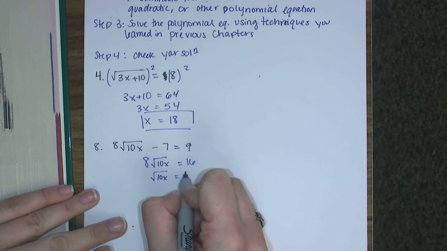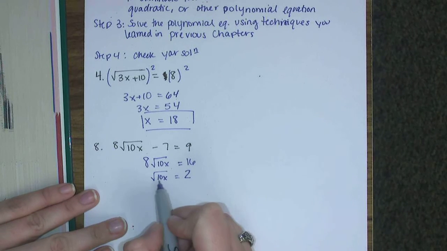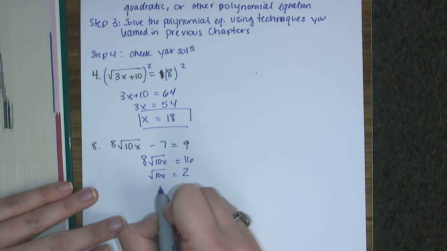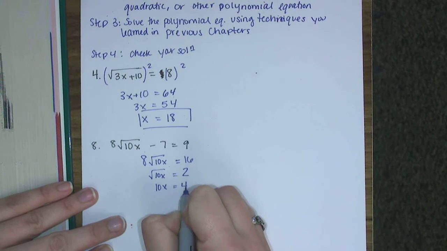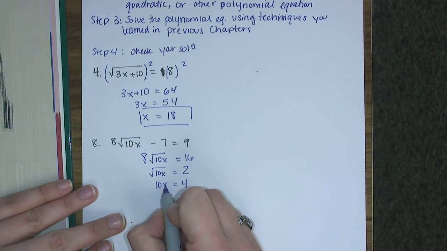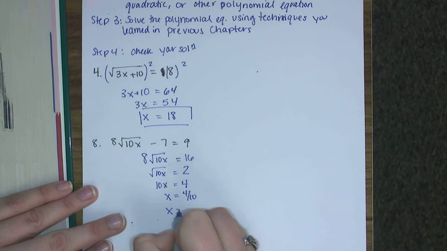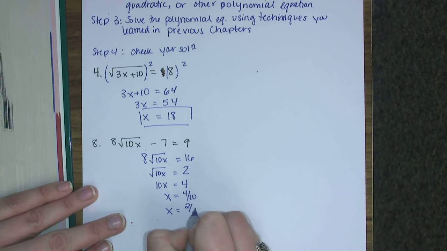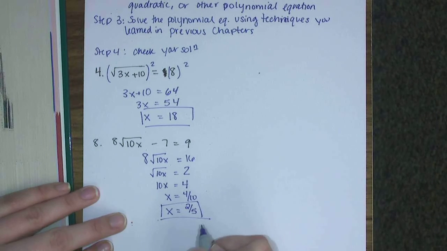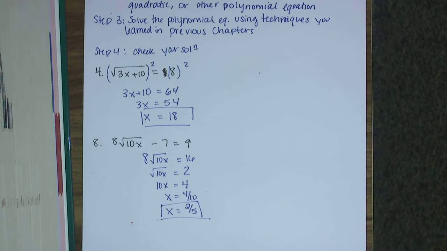Now I'm to the point where I can raise it to the power. So I'm going to square both sides, giving me 10x is equal to 4. And then to get x by itself, I need to divide by 10. So x is equal to 4 over 10, or x is equal to, let's see if we take out a 2, we're left with 2 over 5. There. And that's probably good for that little section of problems, since we're going to do some more with the cube ones. Alright, so that's that type.